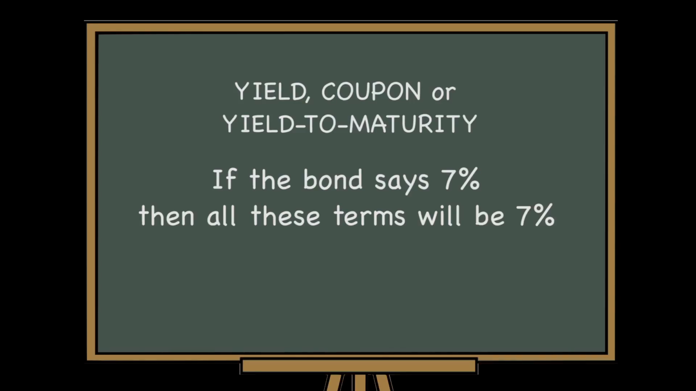Finally, there are two types of yield terms to understand. The first is simply called yield, coupon, or yield to maturity. If the bond says 7%, then all these terms will be 7%.